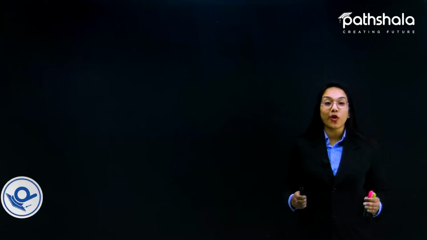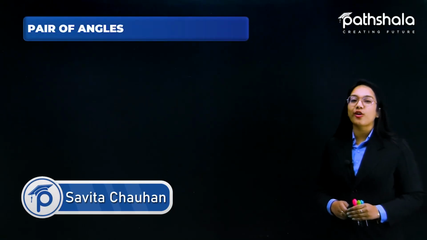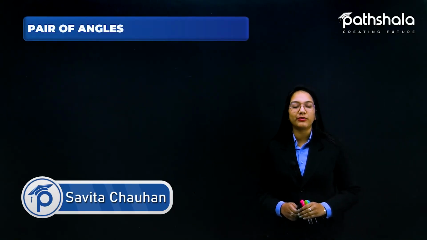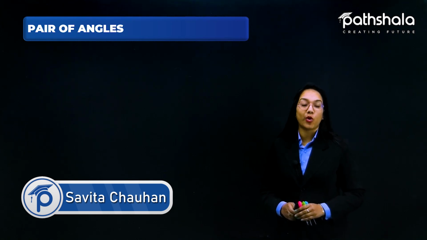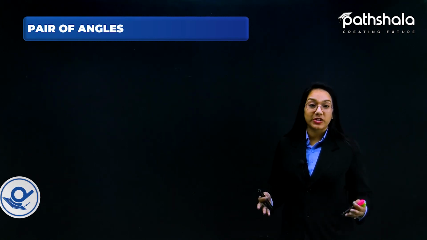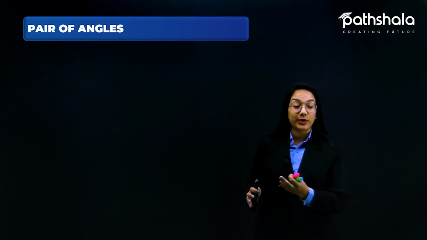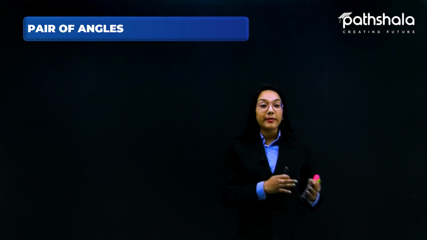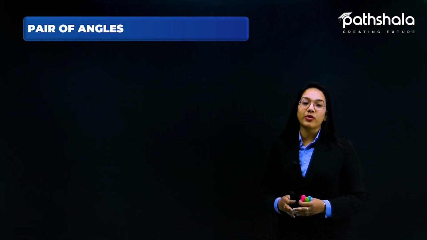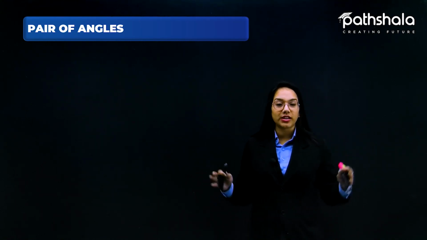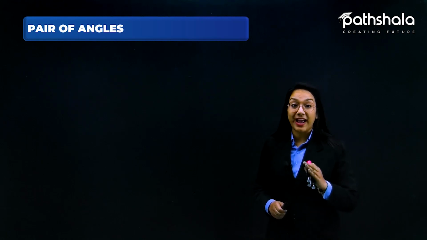Now let's move further towards the concept of pair of angles. First of all, we are already aware of vertically opposite angles, adjacent angles, some of the properties related to adjacent angles, complementary angles, supplementary angles, and straight angles.